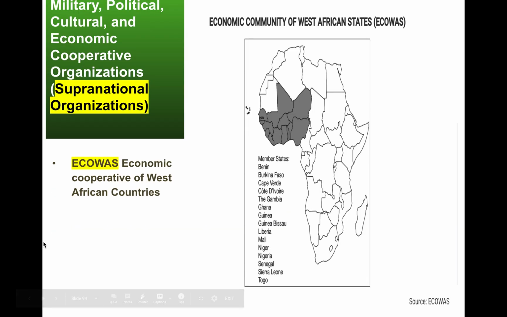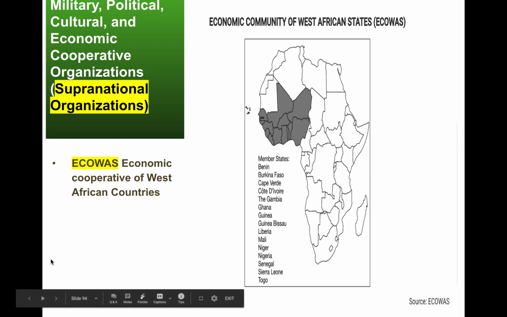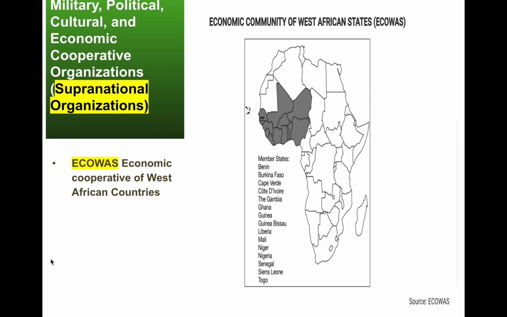Supranational organization also we see with ECOWAS, which is the Economic Community of West African States. Again, this merger is economic and cultural and political alliances mostly. Again, we can see what's happening in the world. We're seeing the movement from military alliances to economic alliances.